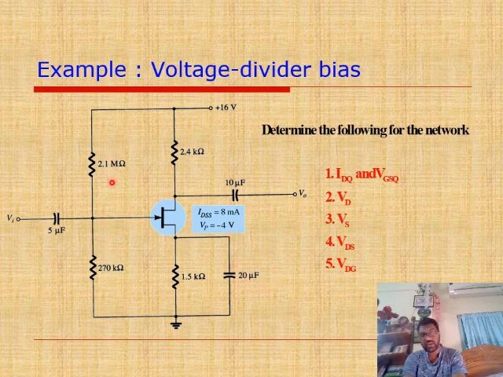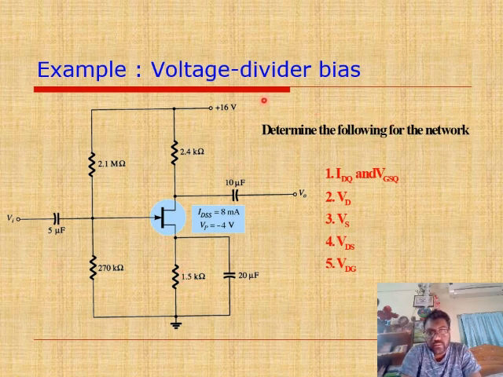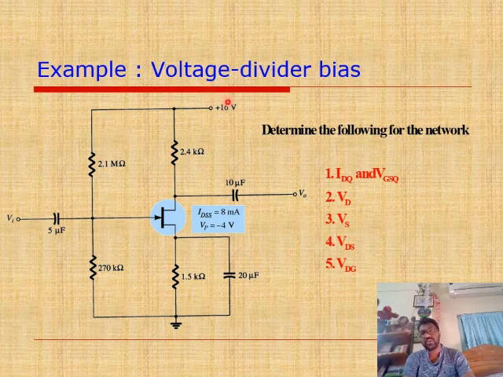We have a voltage divider circuit of two resistances, 2.1 mega ohm and 270 kilo ohm, a drain resistance of 2.4 kilo ohm, and a source resistance of 1.5 kilo ohm. And VDD, the main source, is plus 16 volt, where the input voltage is not defined.